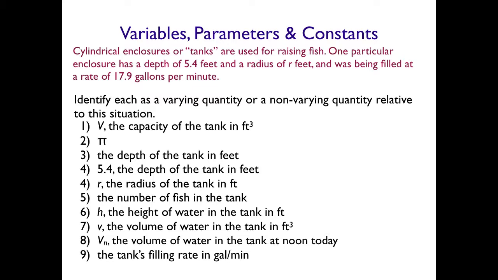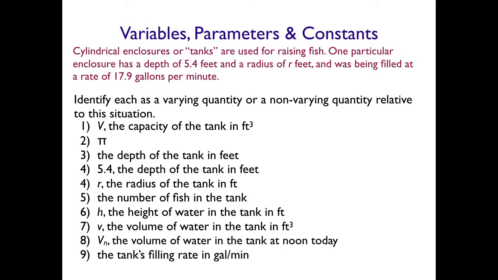There's a capital V and there's a small v and there's a capital V with a subscript of n. But the descriptions are also kind of similar. Capital V, number 1, says the capacity of the tank in cubic feet. All right, number 7, lowercase v, the volume of the water in the tank in cubic feet. What's the difference between the capacity of the tank and the volume of the water in the tank, just as a, not particular to this situation, but what's the difference in those descriptions?